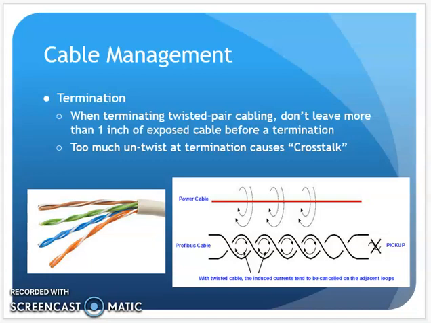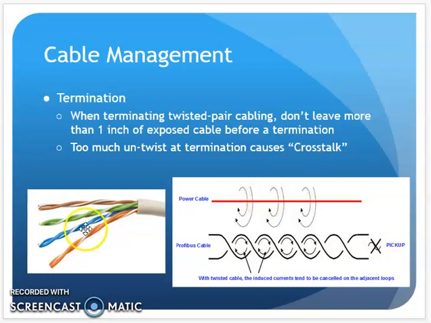Alright, CNT120, Chapter 2, Cable Management. There's a bunch of topics they mention here about dealing with my cabling as I'm installing it. Here are some concerns when dealing with this cabling. One of them is termination.